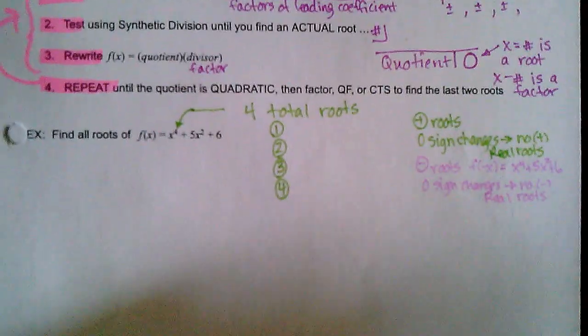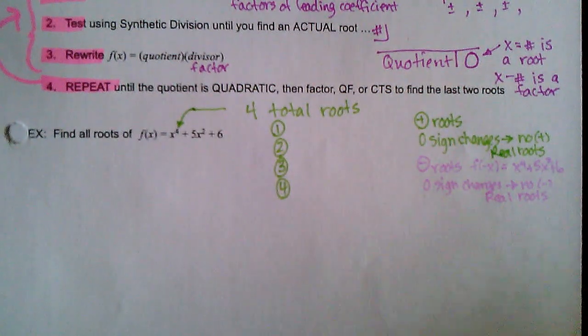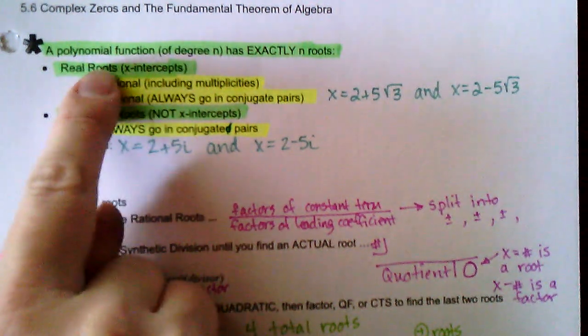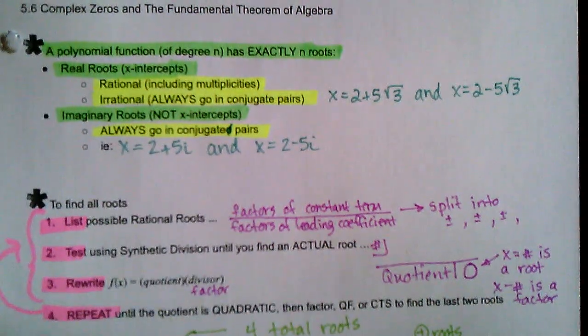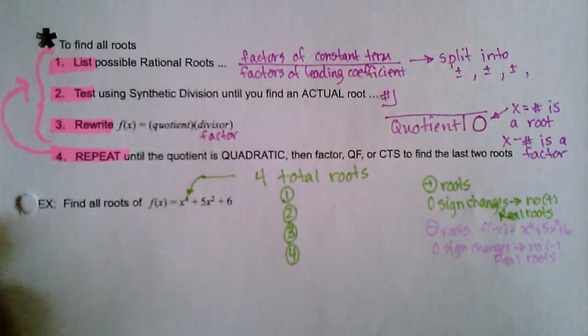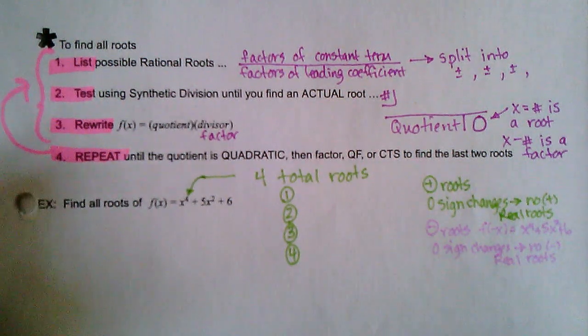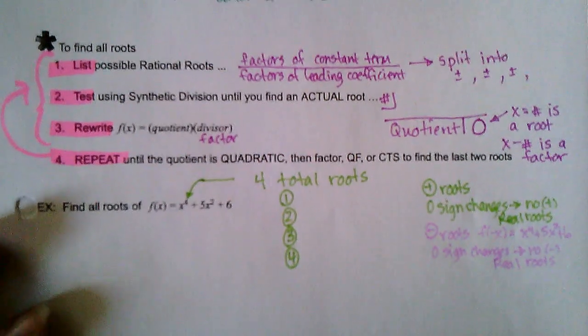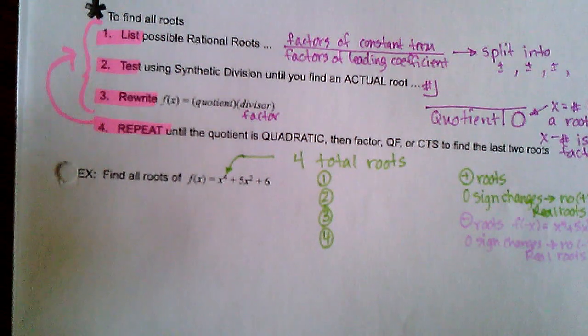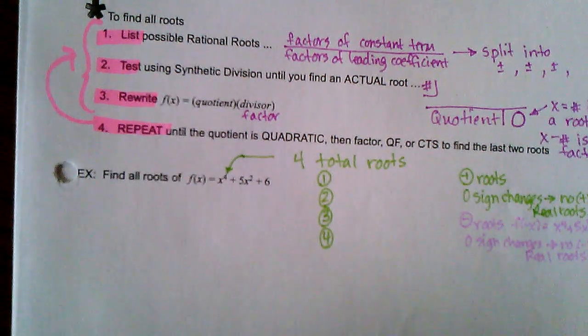Since there are no positive real roots and no negative real roots, that tells me there are no real roots whatsoever. So it's going to have 4 roots, but none of them are real, which means all 4 of them are going to be imaginary. There's actually no need for me to list the possible roots and test any of them, because those are all rational, and rational roots are real. So I can skip that step and move on to a different technique.